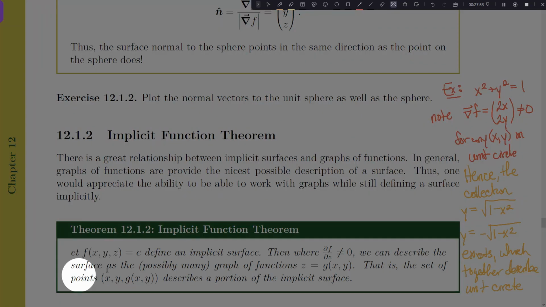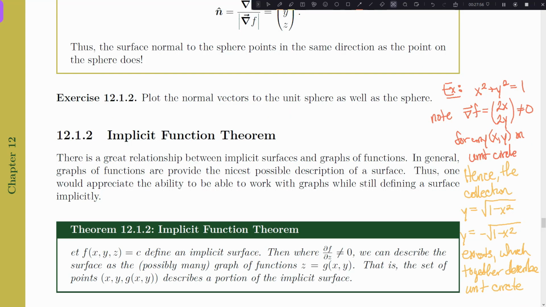So I'm not going to actually read this whole thing for you, but that's the way you want to think about it, is that as long as my surface is not degenerate in the sense that the gradient is non-zero, you can always solve it for a collection of explicit functions.